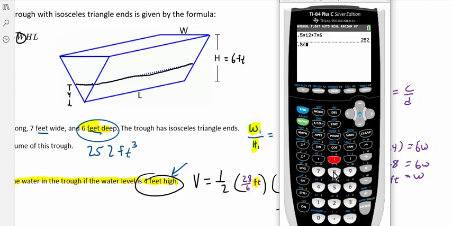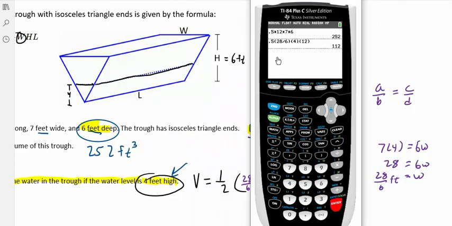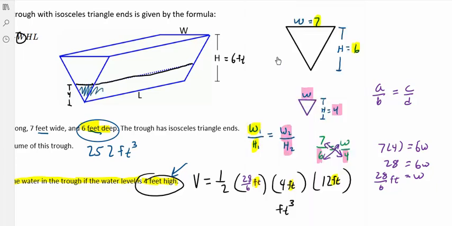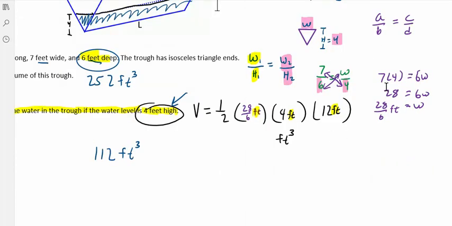1/2. I'm just going to use parentheses for the fraction 28/6, and then multiplying by 4 and 12. I get that the volume of the water, if the trough was only 4 feet high, that would be this amount of water here, comes out to be 112 cubic feet. So hopefully that made sense, and I'll end the video there.